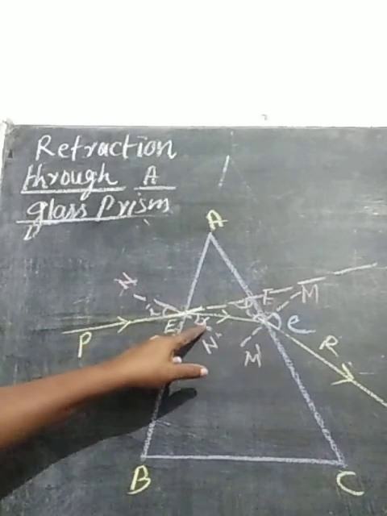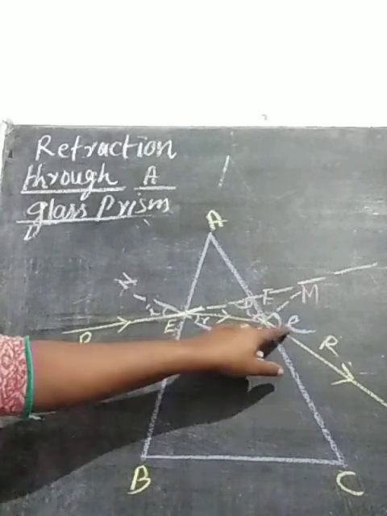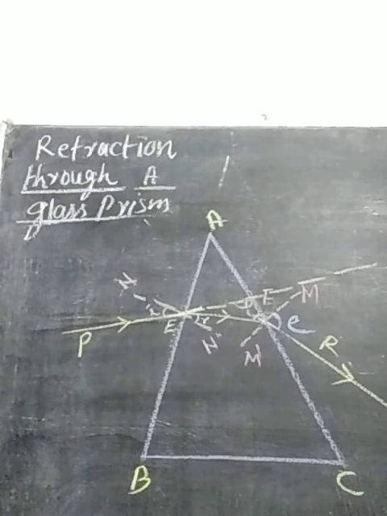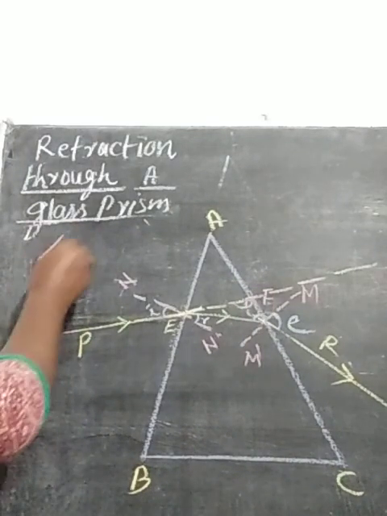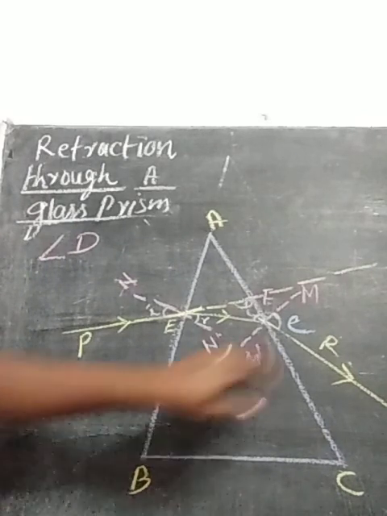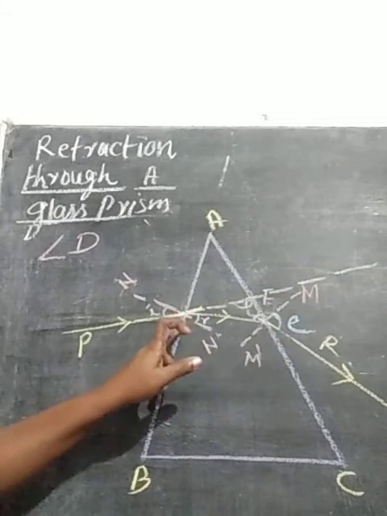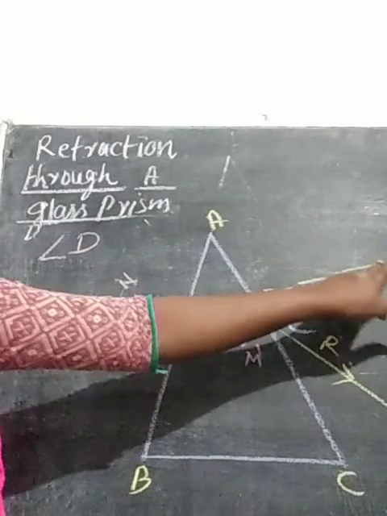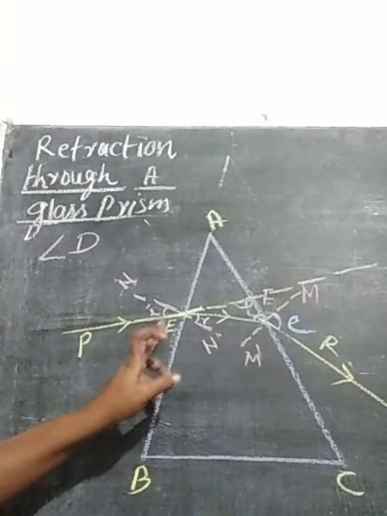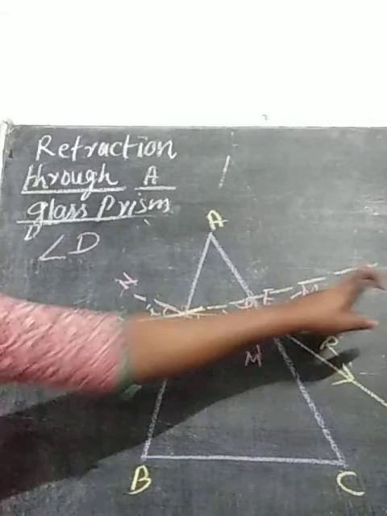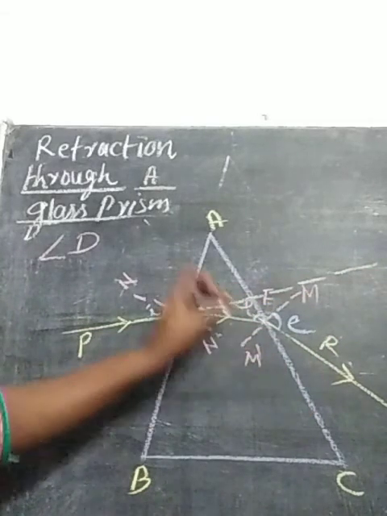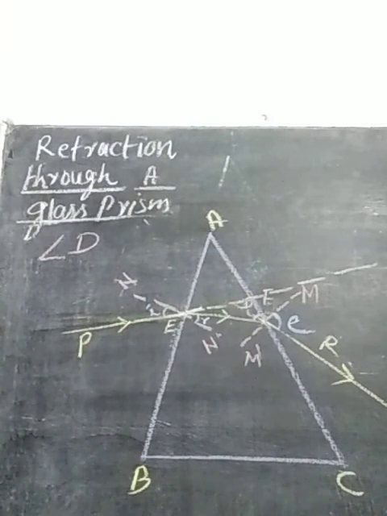So angle of incidence, angle of refraction, second angle of incidence, second angle of refraction or emergent angle, and one more angle is here, that is the angle of deviation, and usually we use capital D to denote it. The angle of deviation is the angle made by the direction of the incident ray. For that you draw PE in the straight direction, and you produce the finally refracted ray backwards, and these two rays will meet at a point, and that angle you mark as the angle of deviation.